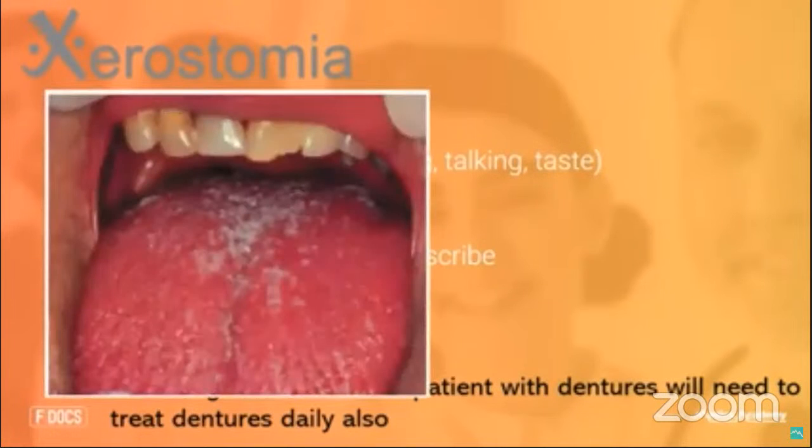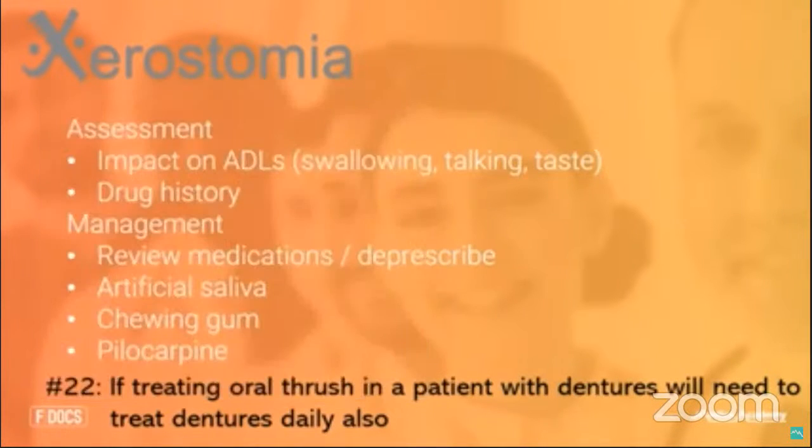And my take-home message on this slide is that if you've got a patient with oral thrush, and we know that patients with dry mouth are more prone to developing thrush, and they wear dentures, be sure to treat the dentures for thrush as well. Otherwise, you're giving treatment for the thrush and you continue to reinsert the dentures every day and reinfect the patient. And the normal treatment is to soak them in chlorhexidine for 10 minutes at night and then allow them to air dry.